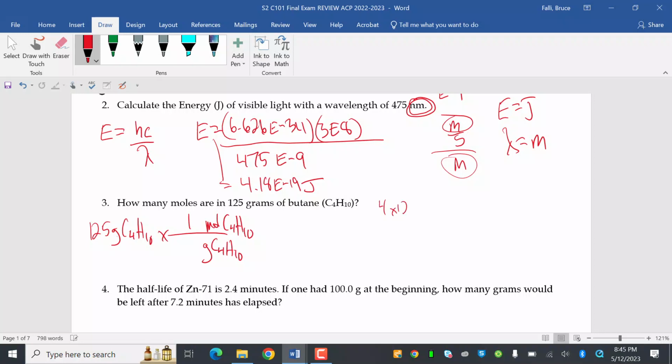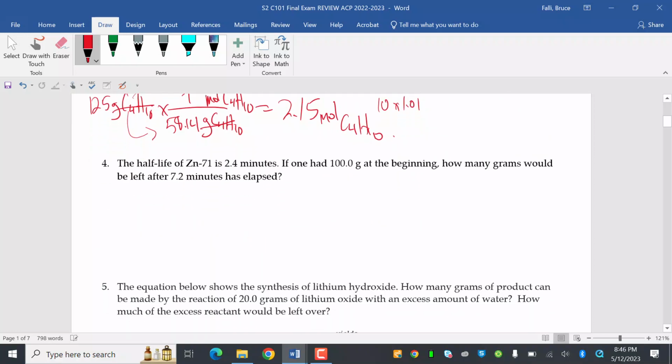So I have 4 carbons, which are 12.01 each. And I have 10 hydrogens, which are 1.01 each. 4 times 12.01, plus quantity 1.01 times 10, is 58.14. Remember, multiply times things on top, divide by things on the bottom. 125 times 1, divided by 58.14. And I have 2.15 moles of C4H10. Notice how this unit cancels, diagonal things cancel.